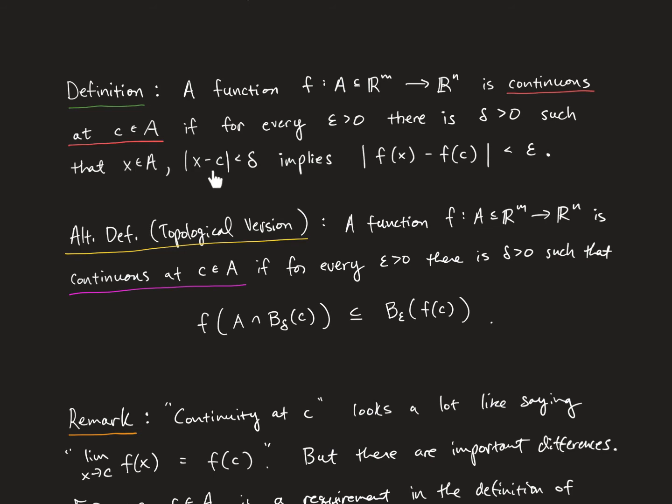And that's just because, allowing for 0, so if you don't have greater than 0, allowing for 0, that just means x equals C.